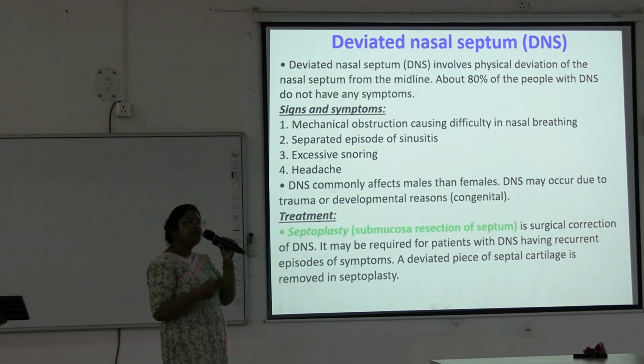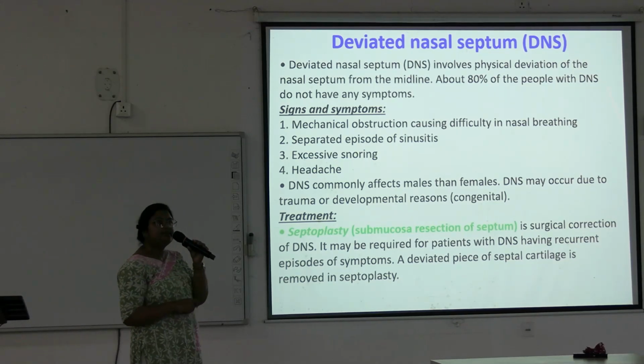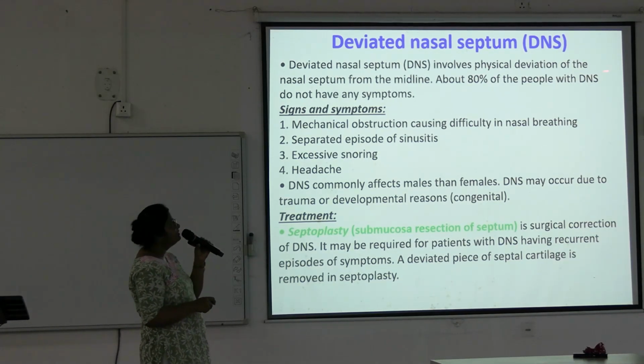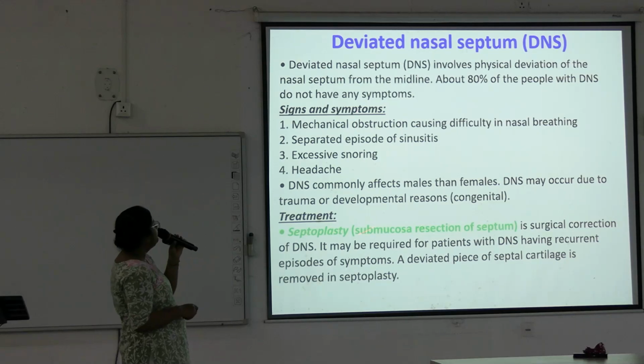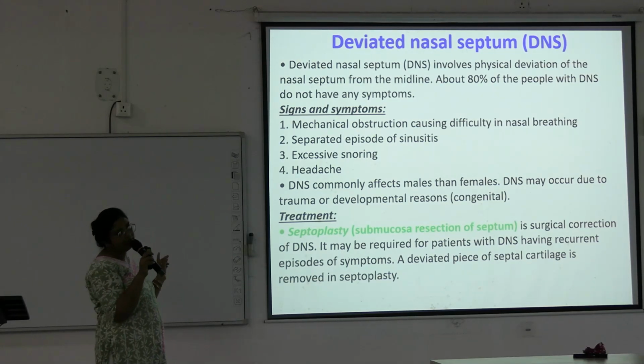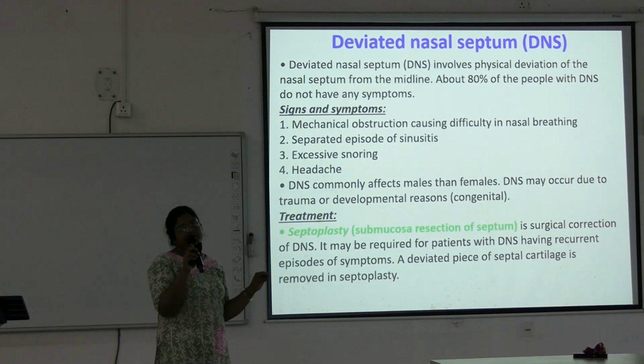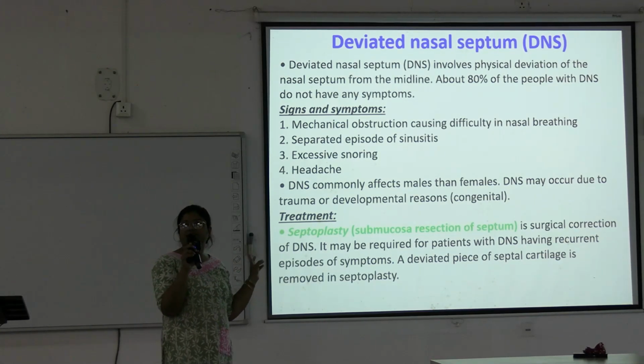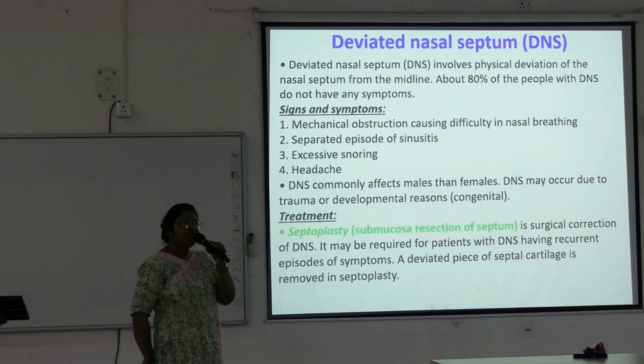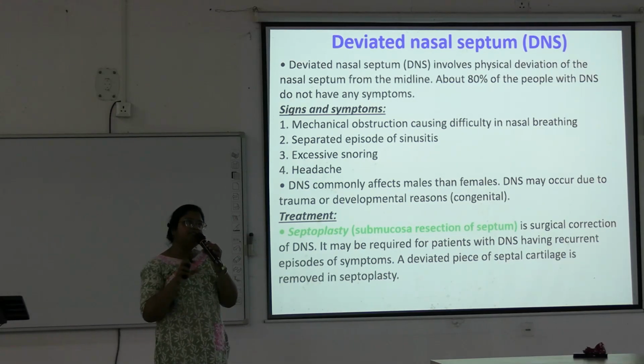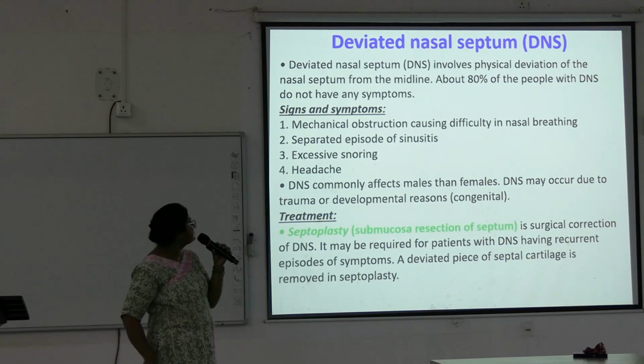Next, we are going to one important clinical aspect, that is deviated nasal septum. Okay, very important for your viva. Some part of the long question it can come. It is more important in your ENT. Septoplasty and deviated nasal septum, you will see patients in your ENT.